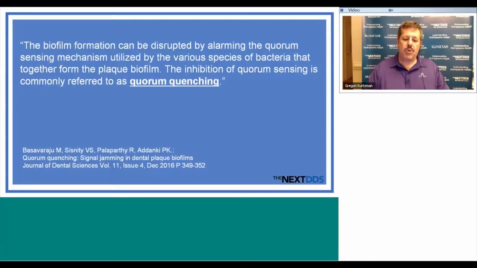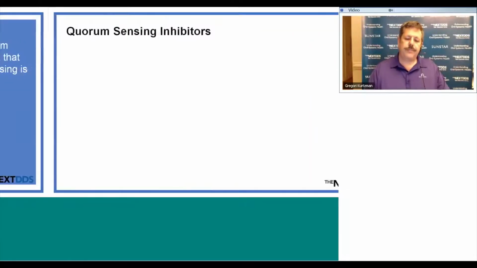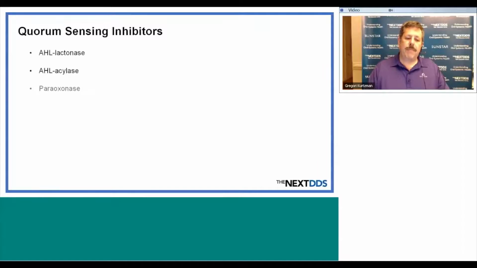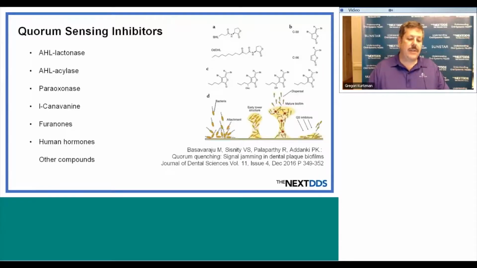The biofilm can be disrupted by interfering with the quorum sensing mechanism utilized by the various species of bacteria that together form the biofilm. The inhibition of quorum sensing is commonly referred to as quorum quenching. So basically, we have quorum sensing inhibitors, which are lactonase, acylase, and some of these other things, human hormones and other compounds that will basically inhibit quorum sensing, that communication between bacteria in the biofilm.